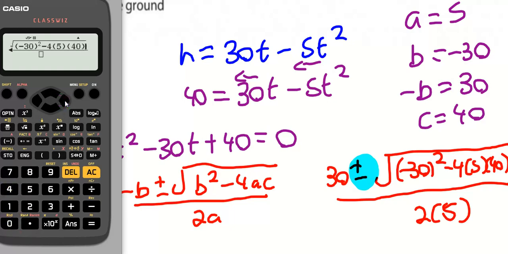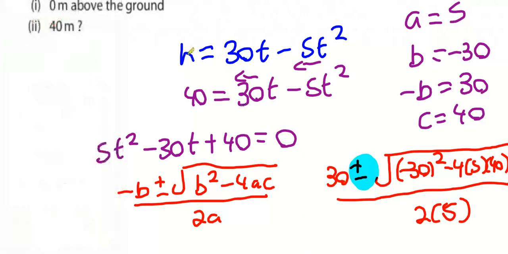Has anybody already got an answer for this? What you get? I got 4, and then I'm also going to get, I got 4 and 2. T equals 2 and T equals 4? Okay.